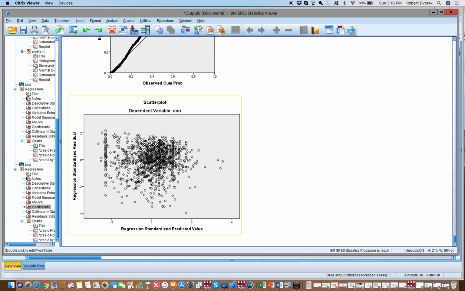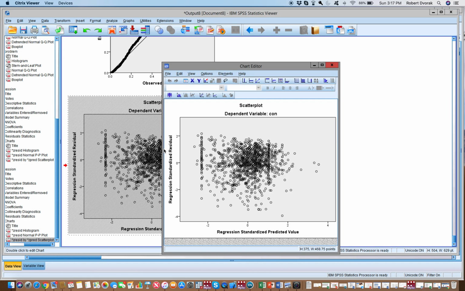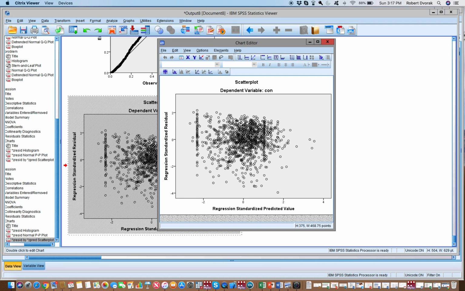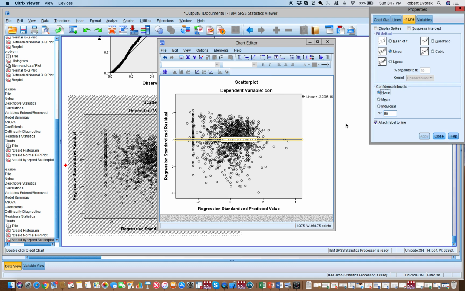This looks a little problematic right here and a little problematic right here. But overall, this doesn't look too bad. Let's double click on this because we can do something. When we fit a regression line to this, that regression line should go straight across. So let's go Elements, Fit Line at Total, and there it is. Regression line goes straight across.